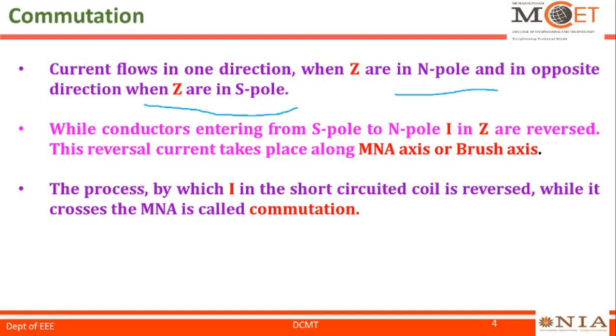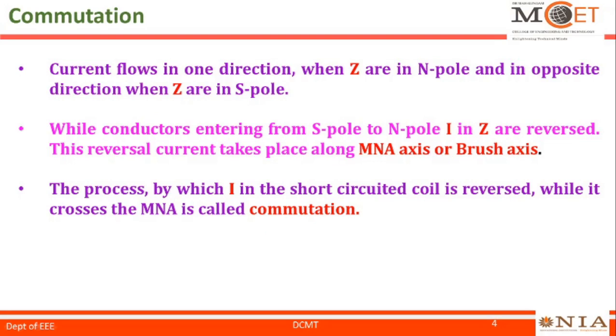So while conductors move from the south pole to the north pole, the current in the conductors is reversed. That is, from south pole to north pole or north pole to south pole, the current in the conductors is reversed. This reversal of current takes place along the MNA axis, or brush axis. Brush axis is another name for the MNA axis, the magnetic neutral axis. The process by which the current in the short circuited coil is reversed while it crosses the MNA is called commutation.